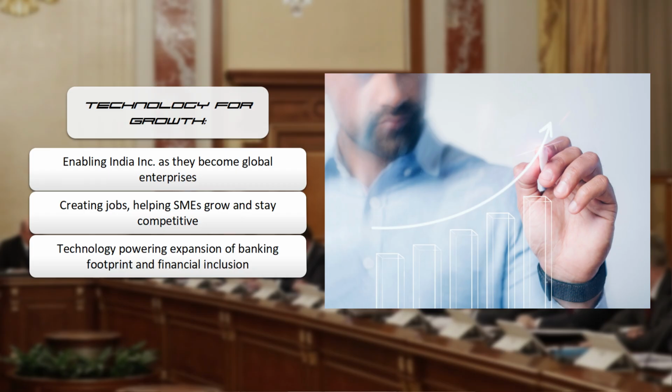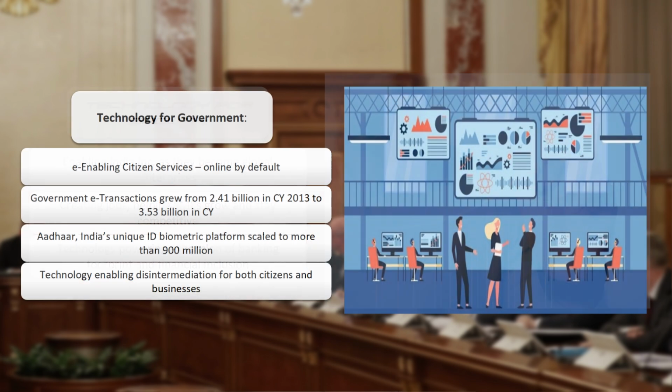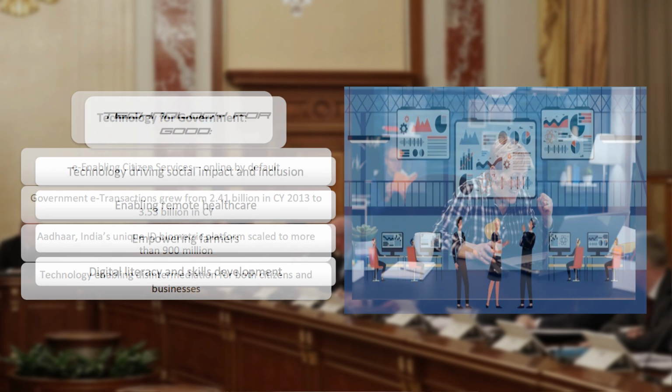So technology for government, if we talk about, I think e-enabling citizen services online by default. Government e-transactions grew from 2.41 billion in the preceding years to 5 to 6 billion in the coming years. So Aadhaar, India's unique ID biometric platform, scaled to more than, what we can say, 100 crore people, and technology enabling dissemination for both citizens and business. And technology for good, if you talk about technology driving social impact and inclusion, enabling remote healthcare, empowering farmers, digital literacy, and skill development.